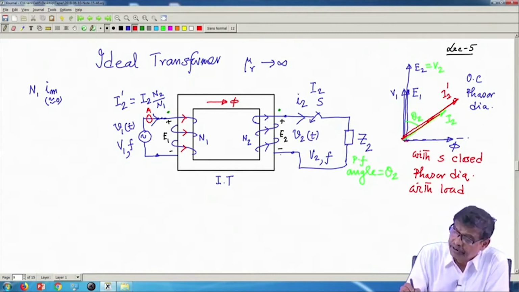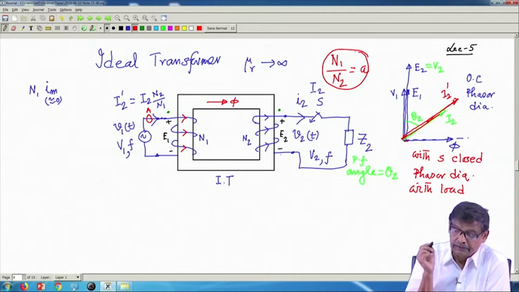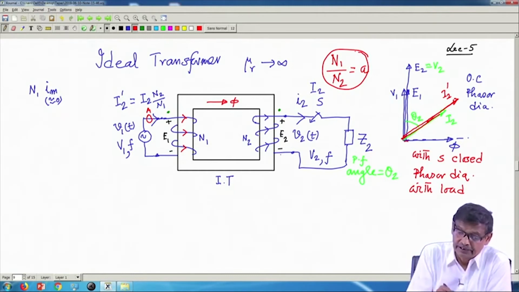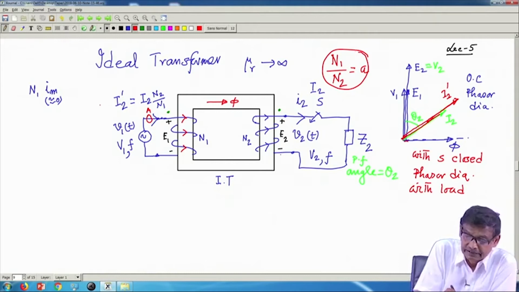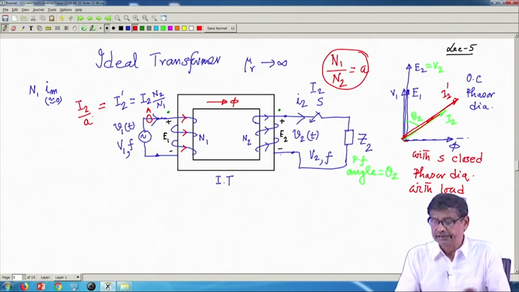Now, we also define one thing, N1 by N2, henceforth I will call the turns ratio. I will denote it by the small letter a. Therefore, this I2 dashed is nothing but I2 by a.